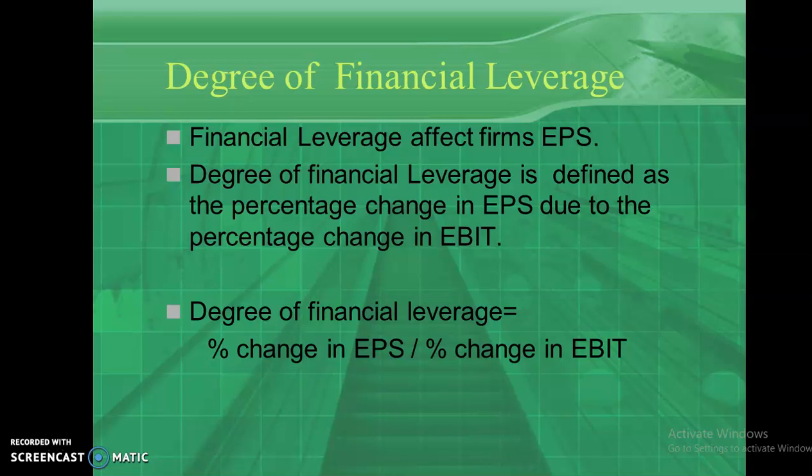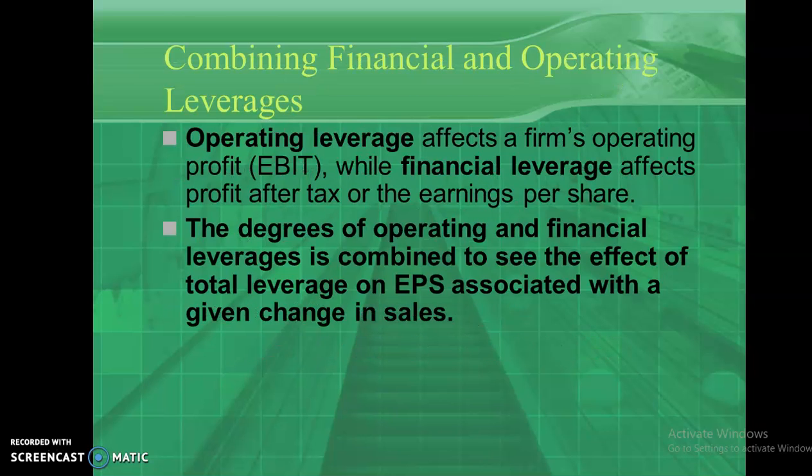And next is degree of financial leverage. Financial leverage tells about how it affects the firm's EPS. It's defined as percentage change in EPS due to the percentage change in EBIT, which means that with a 1% change in EBIT, how much change it will bring to the EPS. It will be given by the degree of financial leverage. Let's look into the formula for that. Percentage change in EPS divided by percentage change in EBIT, that's known as degree of financial leverage.